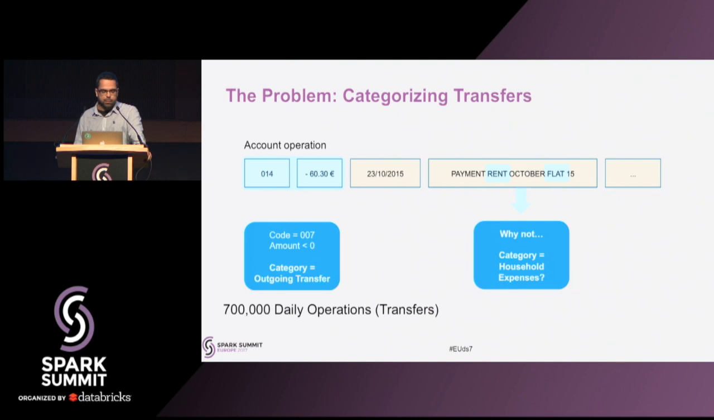And about 10% of all the operations in BBVA are transfers, so we have more or less 700,000 daily operations to classify. And by the way, it was the first time that we tried Spark, so this presentation is also about sharing the learnings during that process.